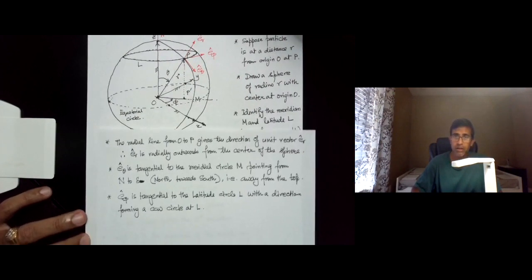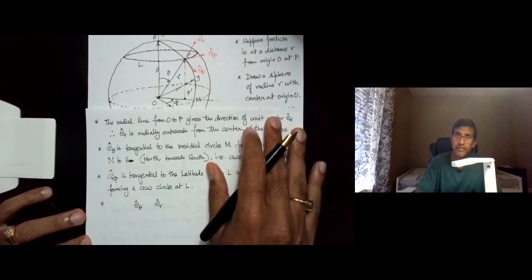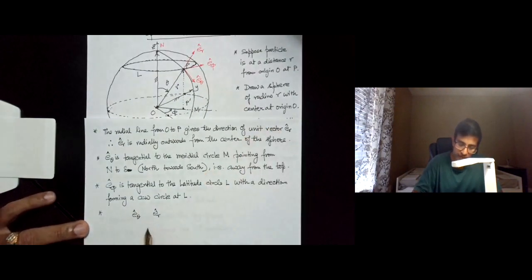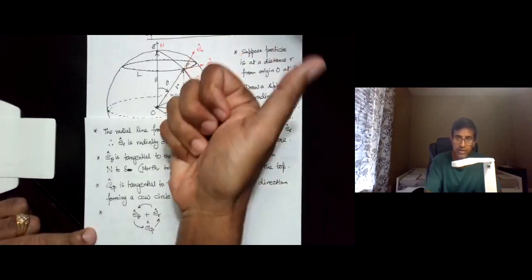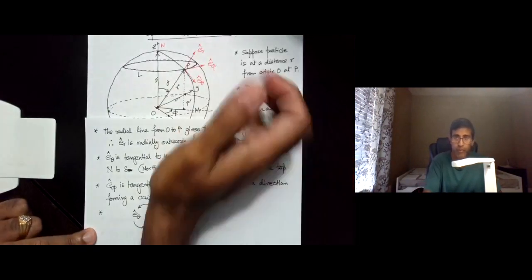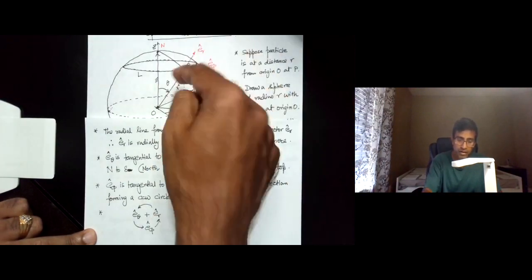So overall, these three vectors then form a right-handed coordinate frame. So ER, E theta, and E phi form a right-handed coordinate frame. So if you curl your fingers from R to theta, you get phi. If you go from theta to phi, you get R, and if you go from phi to R, you get theta.